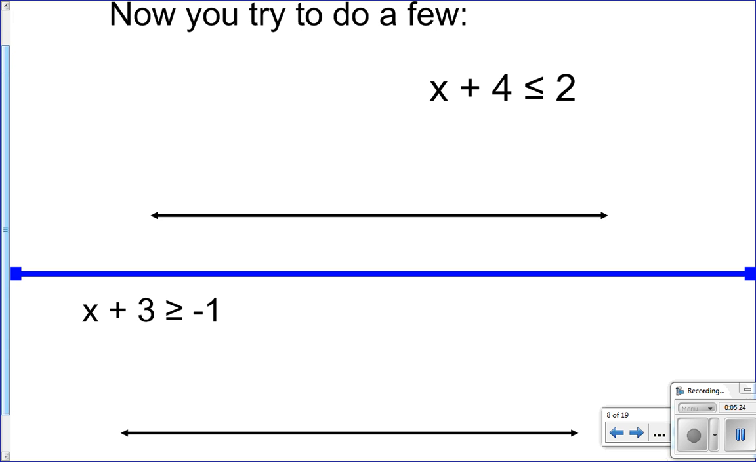So if x plus 4 is less than or equal to 2, I'm going to subtract 4 from both sides. And I get x is less than or equal to 2 minus 4, negative 2. Okay. 0, 1, negative 2. It's less than or equal to, so it's a closed circle. Everything less than it.